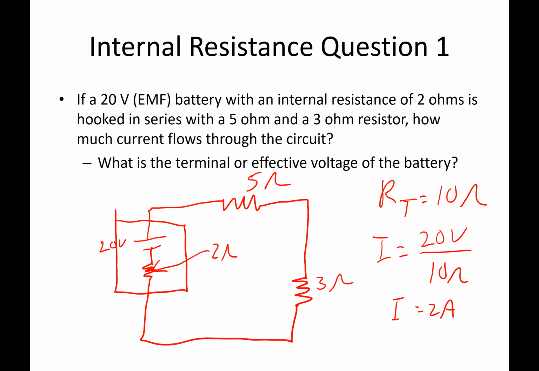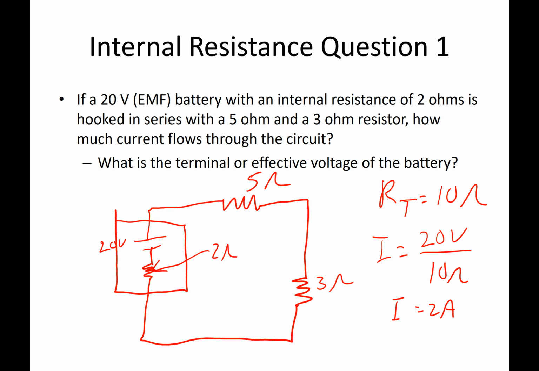Now, if the battery is not hooked up to the circuit and we touch a voltmeter to the two terminals of the battery, it's going to read 20 volts. But when we hook up the battery to the circuit and we turn it on, and now we touch the voltmeter to the two terminals of the battery, we're not going to read 20 volts because the voltage drops across the battery due to the internal resistance.